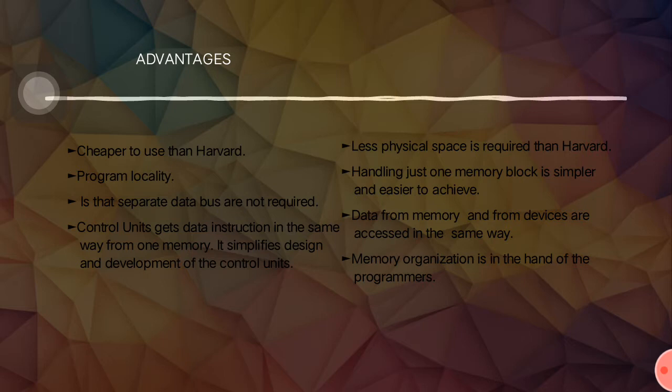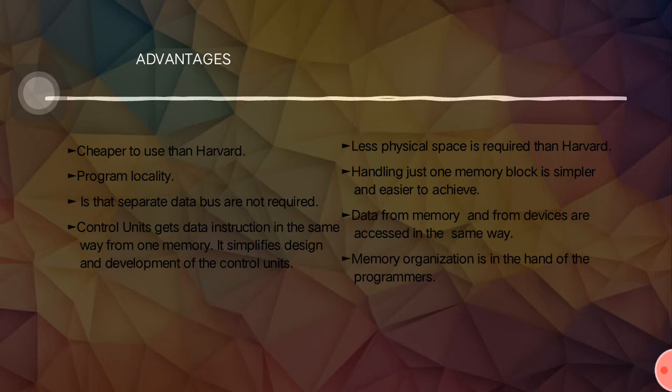Next, the control unit gets data and instructions in the same way from one memory. It simplifies design and development of the control unit. The next one, less physical space is required than Harvard. Next, handling just one memory block is simpler and easier to achieve.